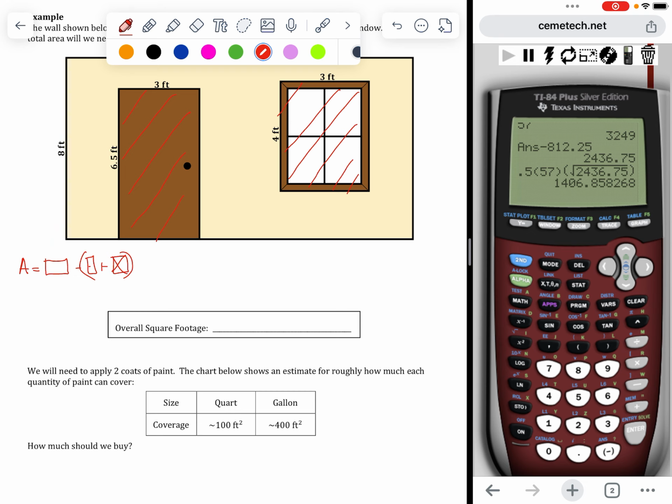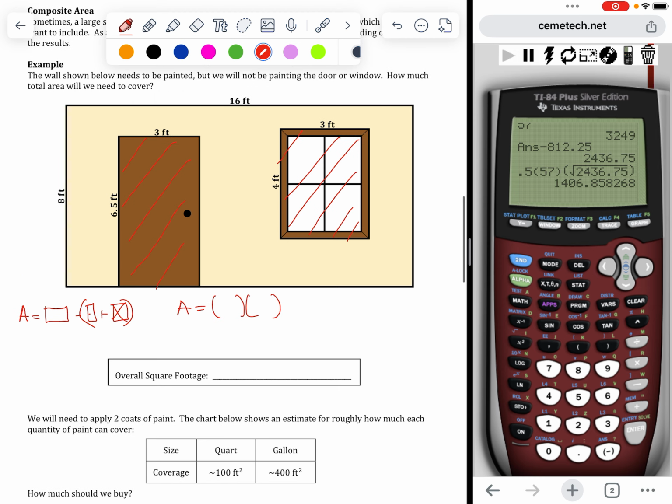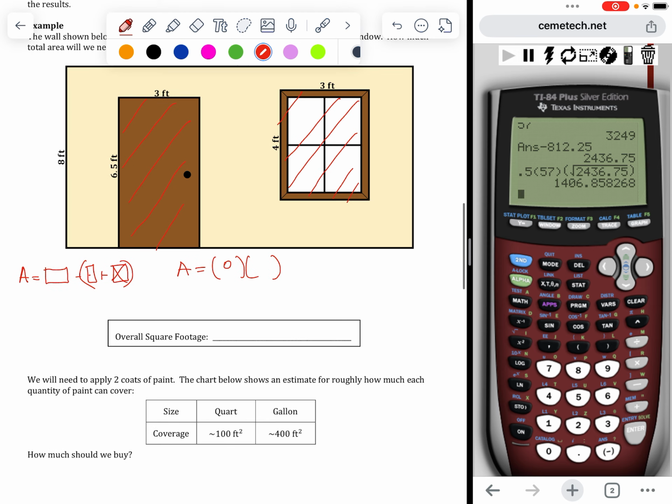All right, so let's find the area of the entire wall. So it's a rectangle, and the formula for area of a rectangle is base times height. That's 8 times 16. So that area is 8 times 16, 128 feet squared. So I know it's less than that, right? All right, now let's find the area of the door. Base times height, because it's a rectangle again. 6.5 times 3.